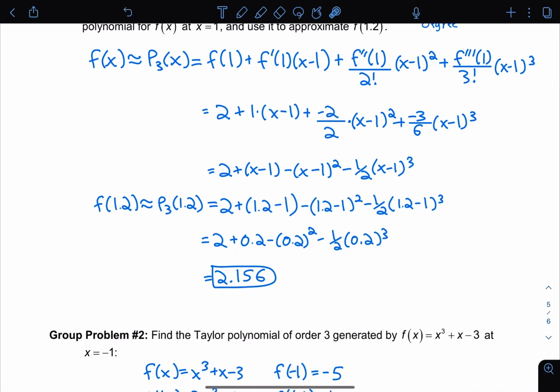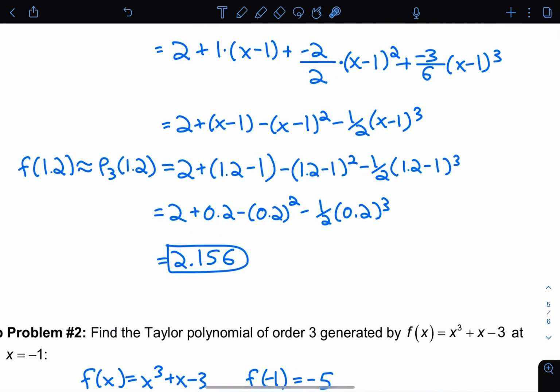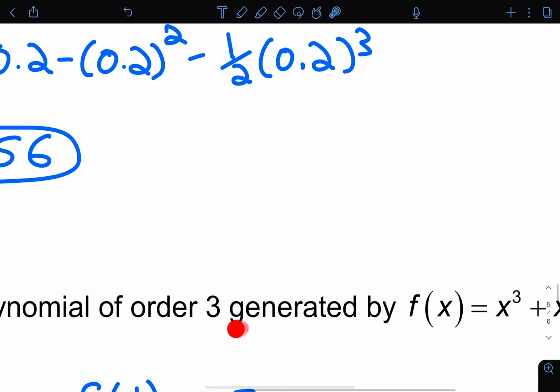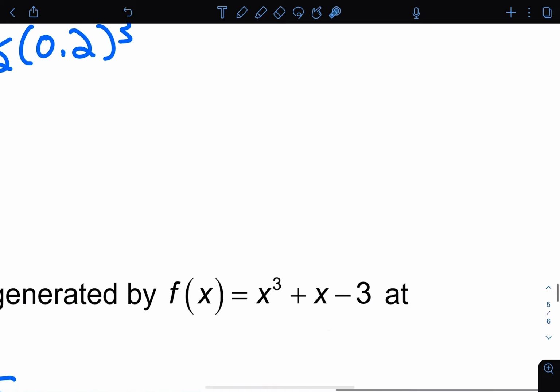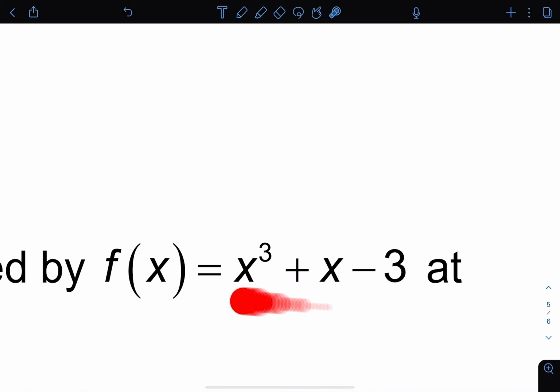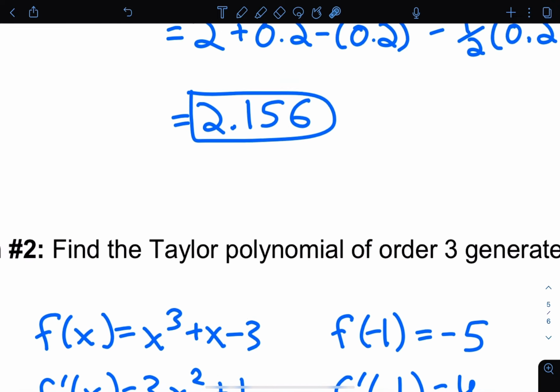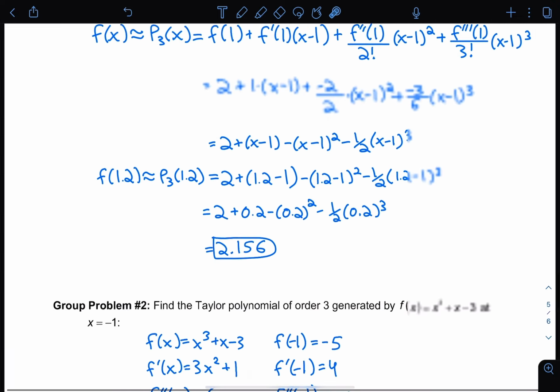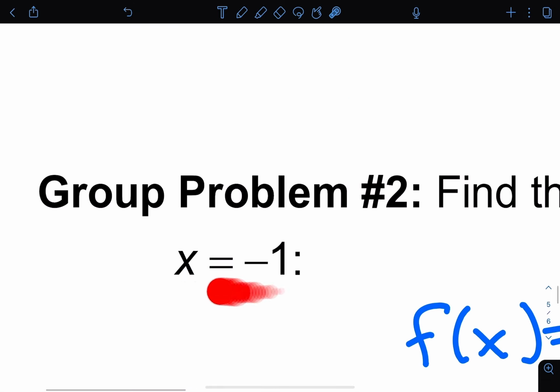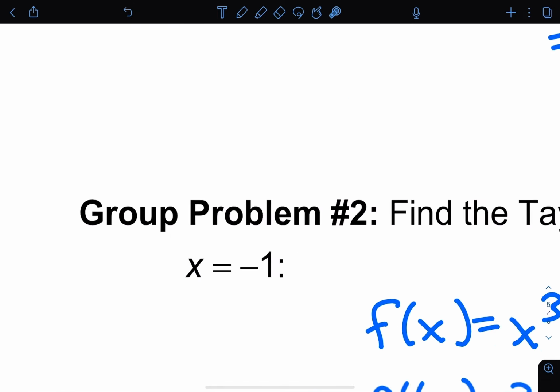Okay, last one, group problem 2. Find the Taylor polynomial, again, of order 3. So I'm looking for P3 again, of a different function. Okay, that's kind of weird. All right, x cubed plus x minus 3. It's a polynomial, but we can still come up with a Taylor polynomial. Okay, so, oops, I'm sorry. Centered at x equals -1, so that's important.